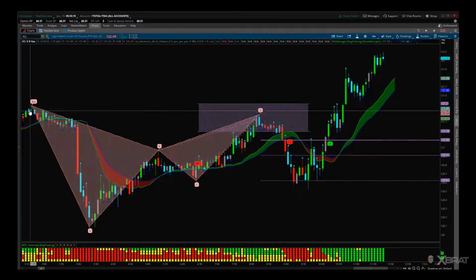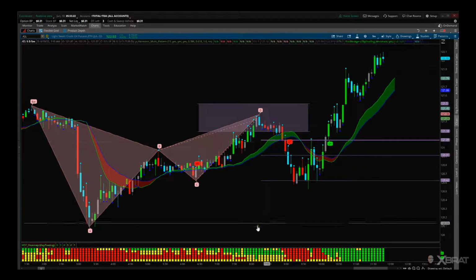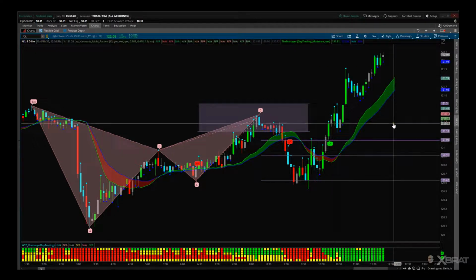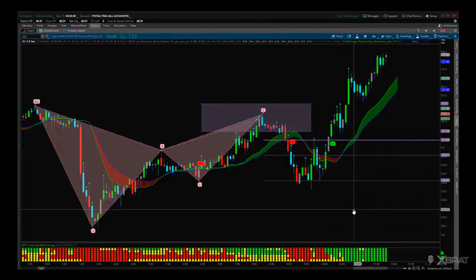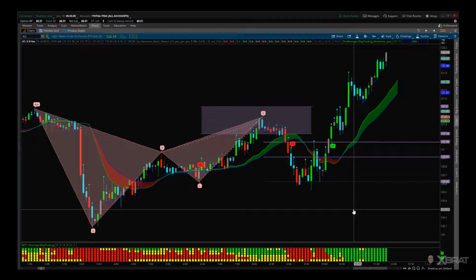There's the Auto Harmonic pattern, there's the xBratAlgo, so they're the signal generators. We then have the BIAS Depth Heatmap, which is our confirmation, and then we have the manager to manage the trades. So this is a prime example of using all four indicators here. Again, two signal generators for two different types of trading strategies. And this is oil futures. This is live right now, on the 5-minute time frame.